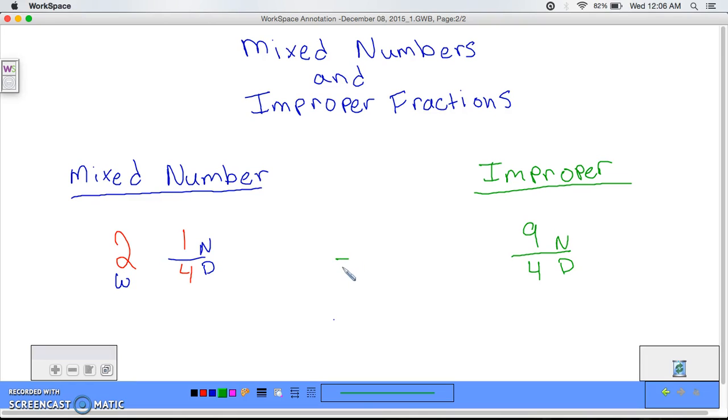And guess what? These two numbers are exactly the same thing. These two numbers are equivalent. And you're going to find out in a little bit how they're equivalent. But basically just know this. A mixed number is when you have a whole number together with a fraction. It looks like this. An improper fraction is when the numerator is bigger than the denominator. So just remember that part for the purpose of this video.